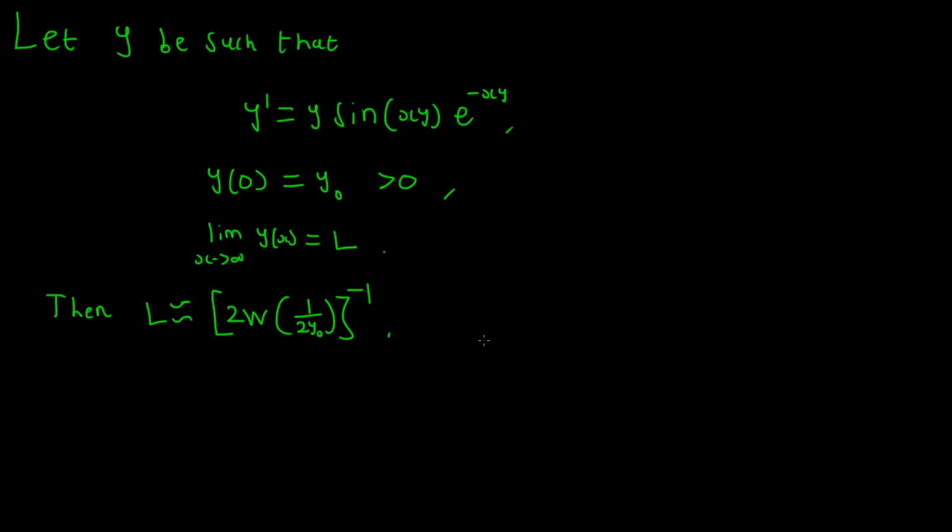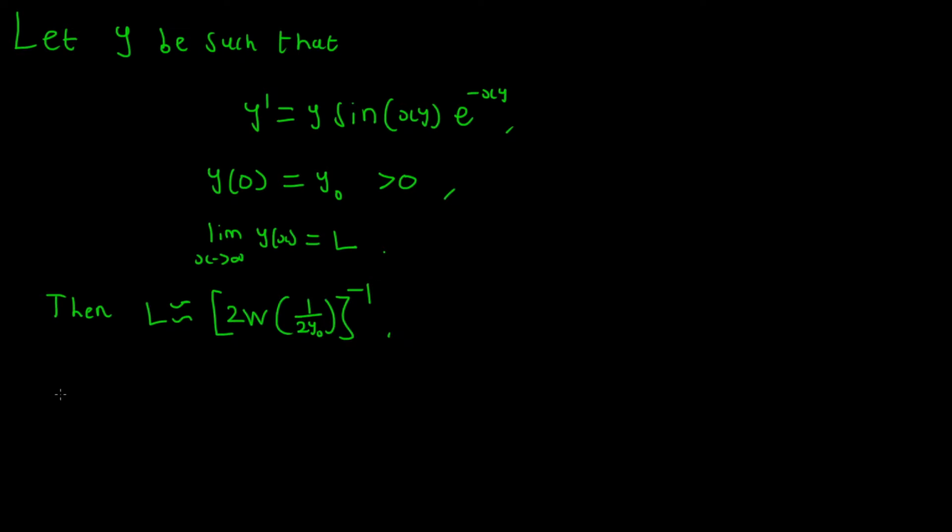Okay, hi guys. So in this video we're going to look at this differential equation with some conditions on it. We want y to be a function that satisfies this differential equation: y prime equals y times sine of xy times e to the negative xy, with y of 0 being some y0 which is positive, and as x approaches infinity, y approaches some L which is some constant. In this video I'll derive an approximate solution for L given by this expression here, which involves the Lambert W function.